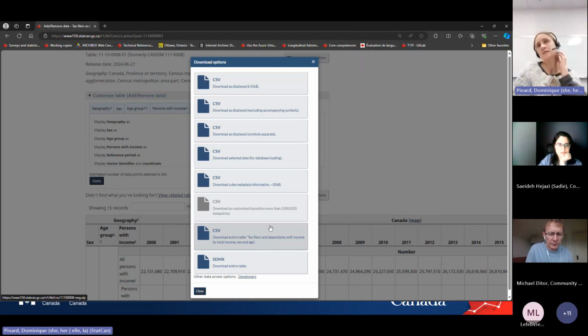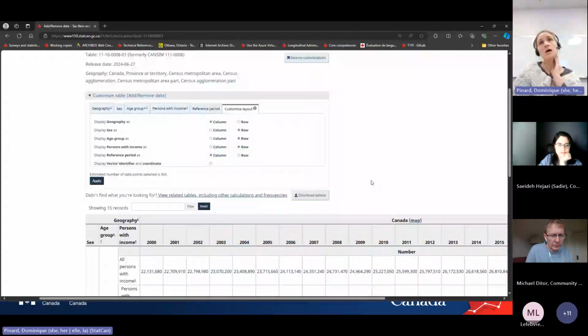I'm not going to download it because it's going to be really big and really slow. But if you were to do that, then you would have a CSV file that you could play with, either with software or with Excel or any tool that you're using. It's kind of in the format that's easily manageable.